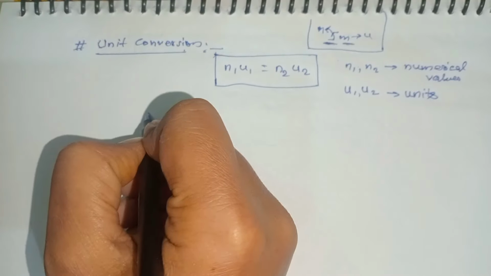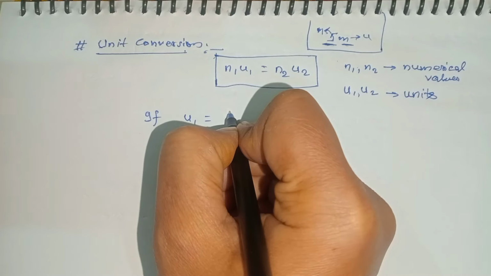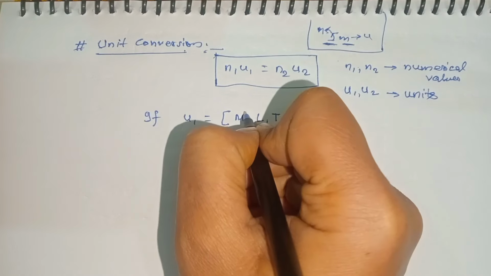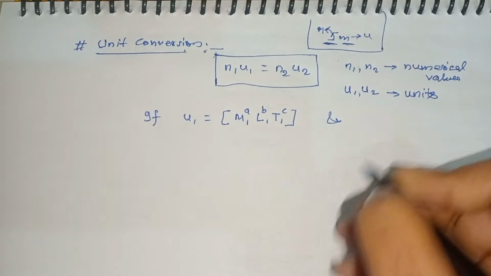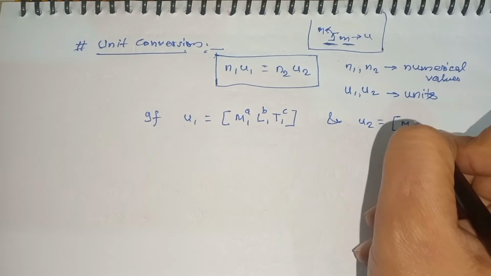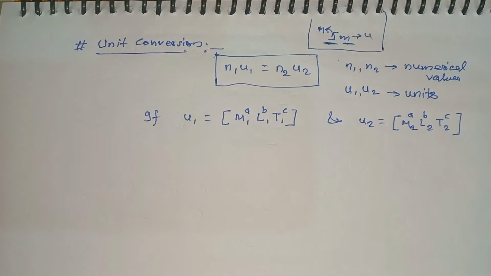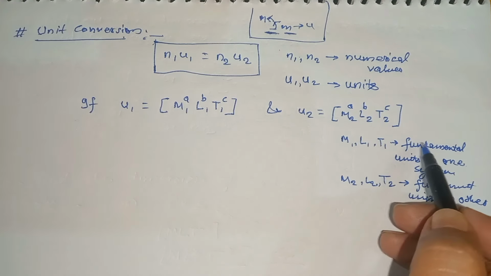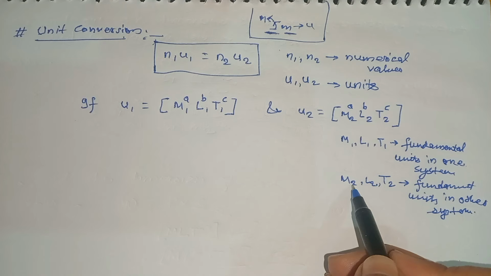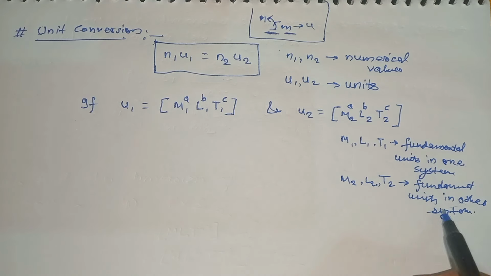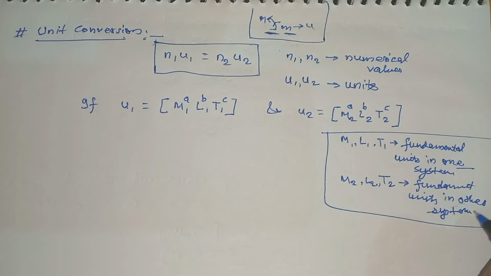Let us suppose that u1 has the dimension M1^a L1^b T1^c, and u2 has the dimension M2^a L2^b T2^c, where M1, L1 and T1 are fundamental units in one system, and M2, L2 and T2 are fundamental units in the other system. What is a system? We can recall it can be MKS or CGS. MKS and CGS are two different systems, so it can be one system, it is another system.